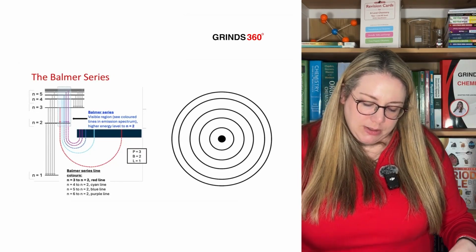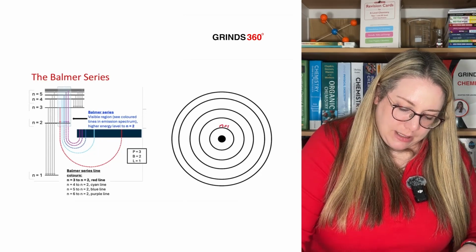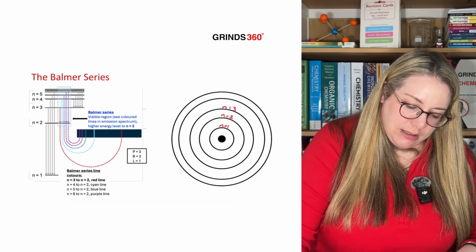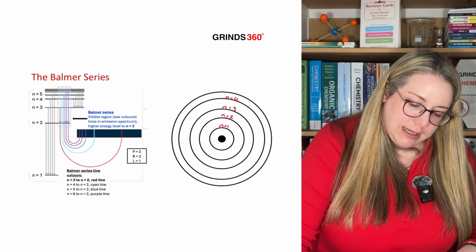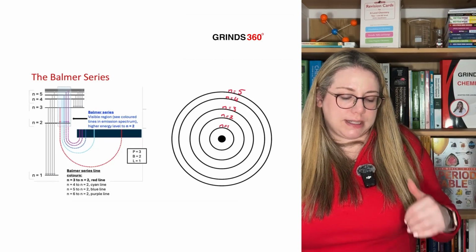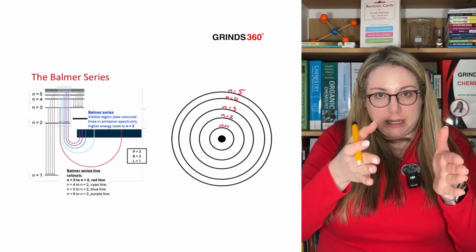Now, in order for me to do this properly, I need a properly labeled diagram. So I have n is equal to 1, n is equal to 2, n is equal to 3, n is equal to 4, and n is equal to 5. Don't look at the other two series. I'm only looking at the Balmer series right now. So they're the ones in the middle.